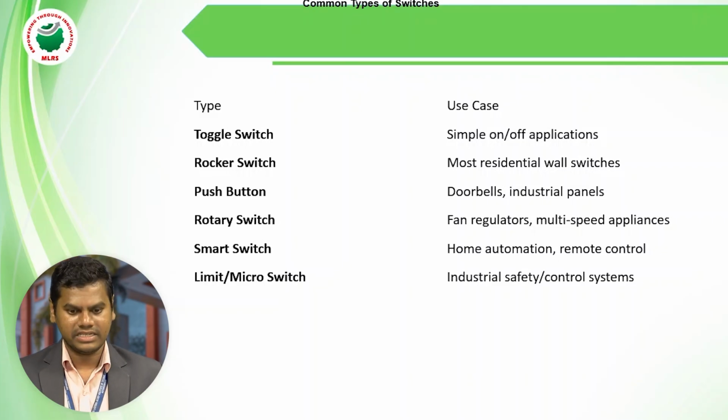Doorbells, industrial panels. Next, rotary switches are for fan regulators and multi-speed appliances. Next, smart switch is for home automation and remote control. Last one, limit micro switch, is only used for industrial safety control systems.